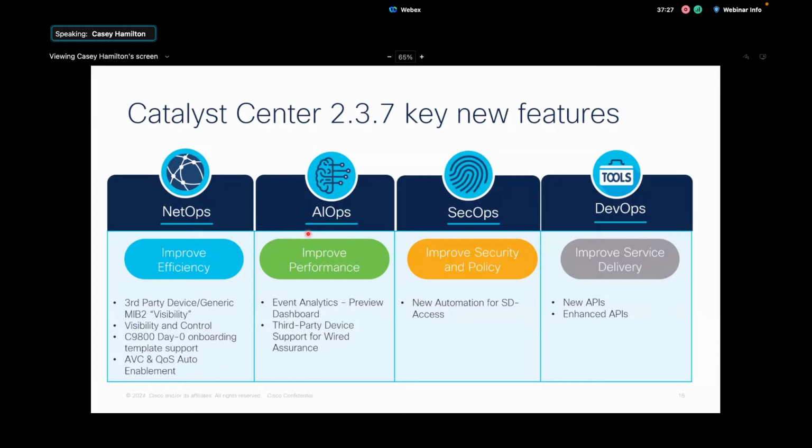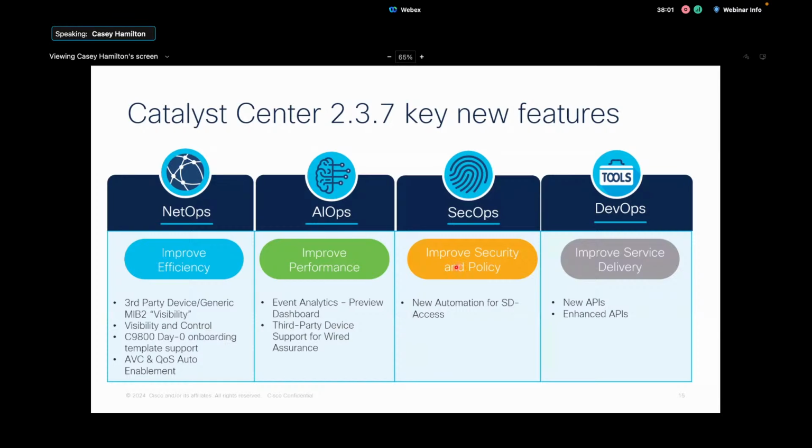Then we'll jump over to AI Ops and go over the improved performance persona, where we cover the event analytics preview dashboard. It's a really nice tool. You'll see it uses AI to sort through various events, because there could be a lot of events depending on how your network infrastructure is running. So it really helps the AI Ops team work through different issues. And then you have your third-party device support for wired assurance. We'll go ahead and cover that as well.